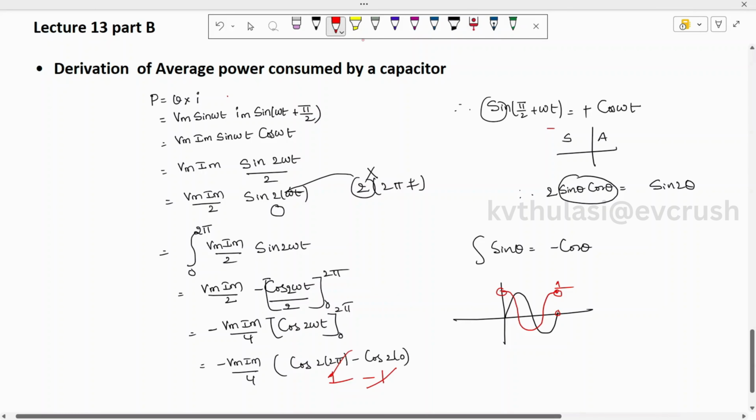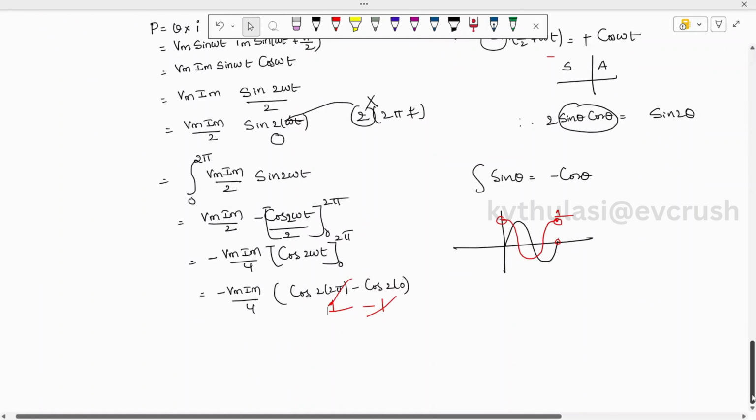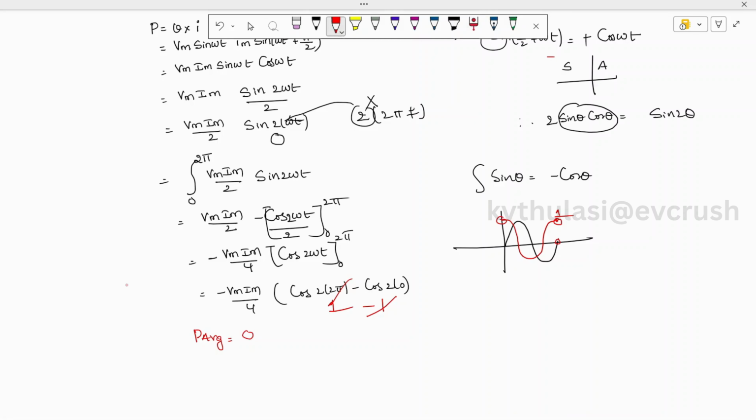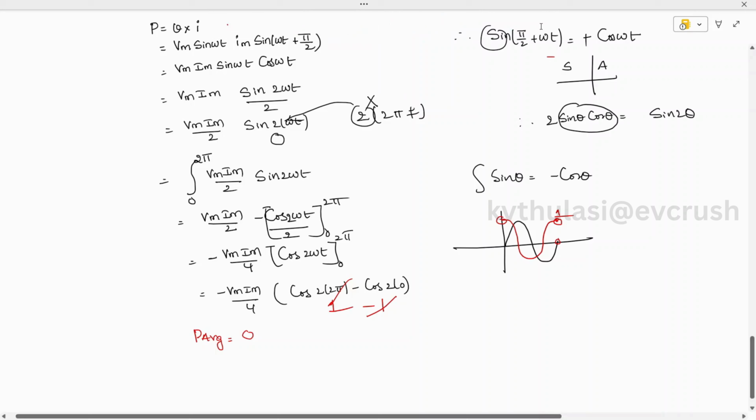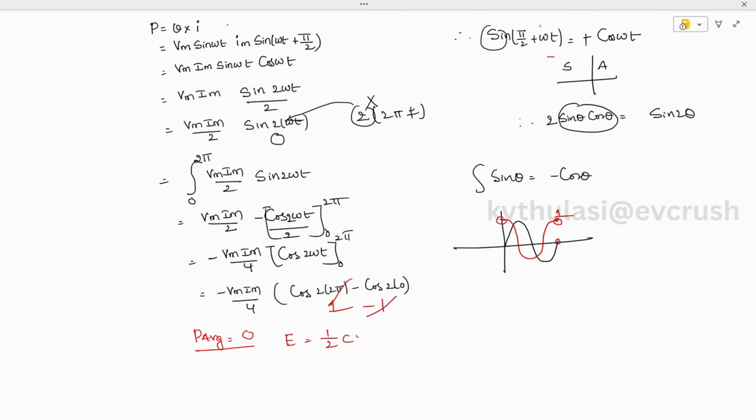0 into anything is 0. Here you are going to have the formula for power. So the average power consumed by our capacitor is equal to 0. Okay, so the meaning here is that this is a pure capacitor, it will not consume any power, therefore the average power is 0, and the energy stored by the capacitor is given by the formula CV square.